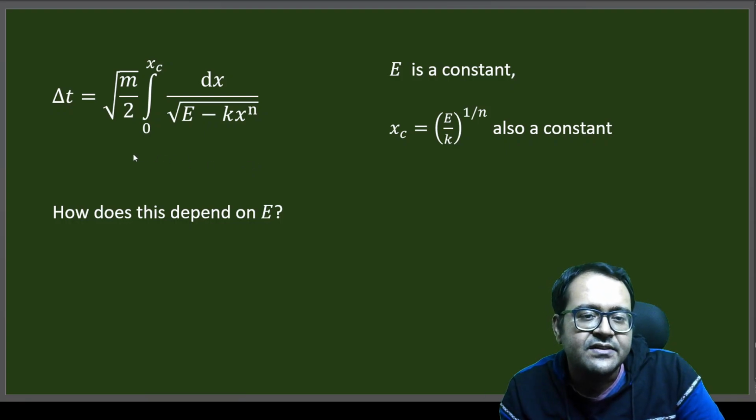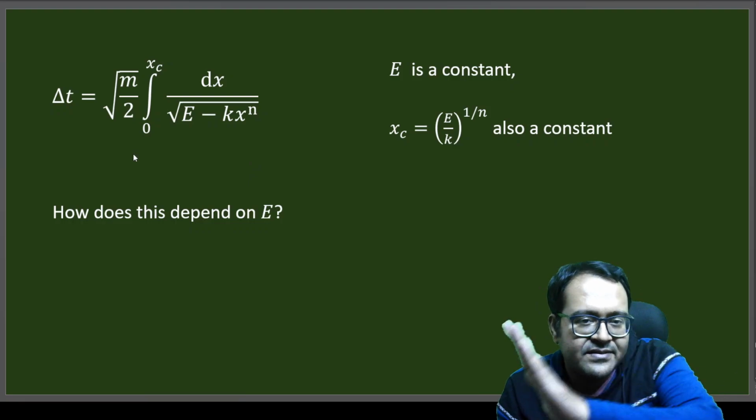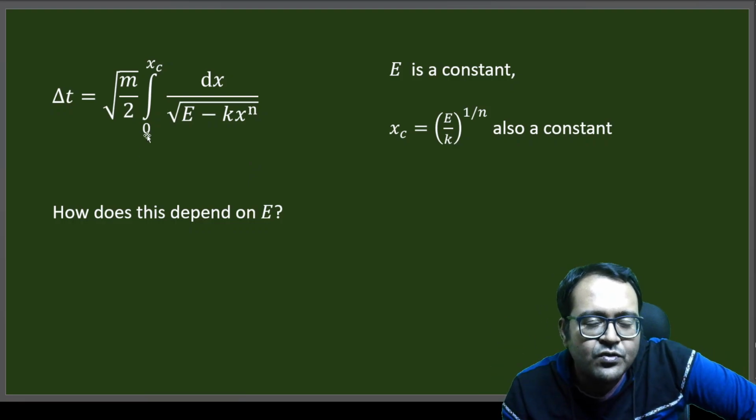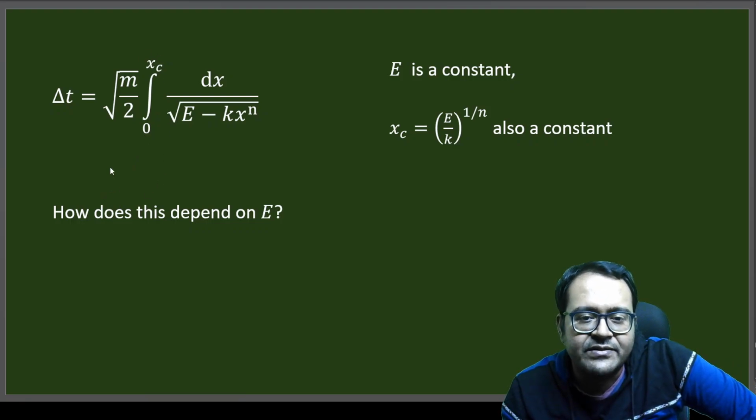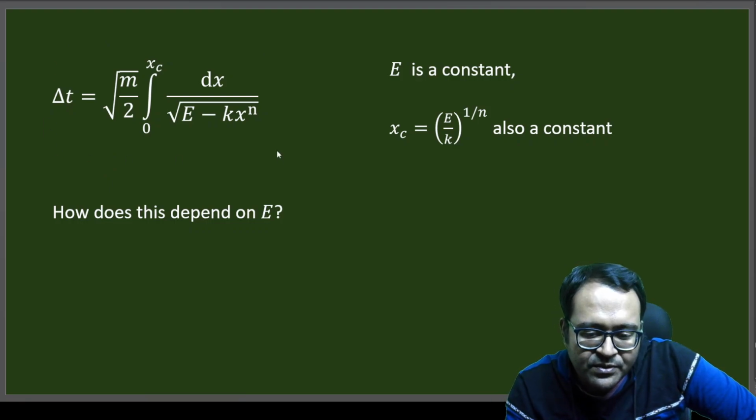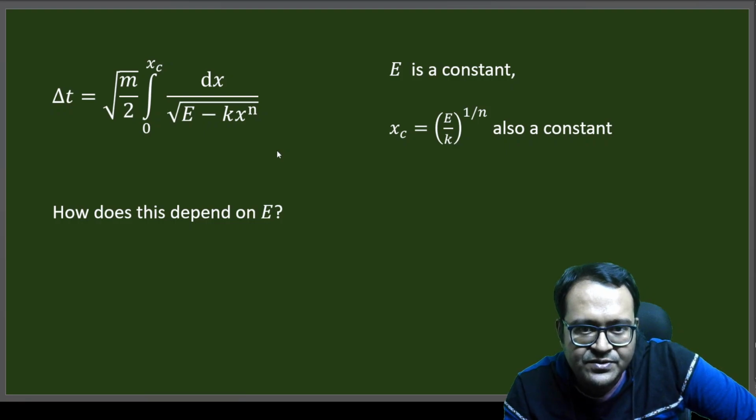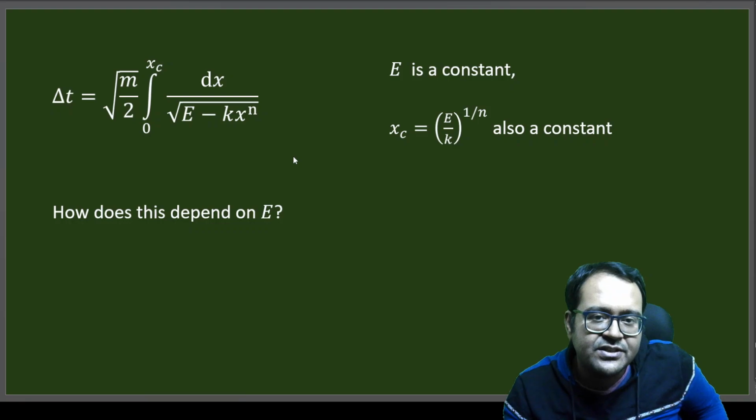So your delta t is the time required to go from, say, 0 to some constant xc. xc is called a turning point, a classical turning point. So don't worry about it. You can get this equation by just integrating your conservative system energy. We'll do it, but for the time being, say we need to evaluate the time delta t, the time required to go from some point 0 to the point xc.